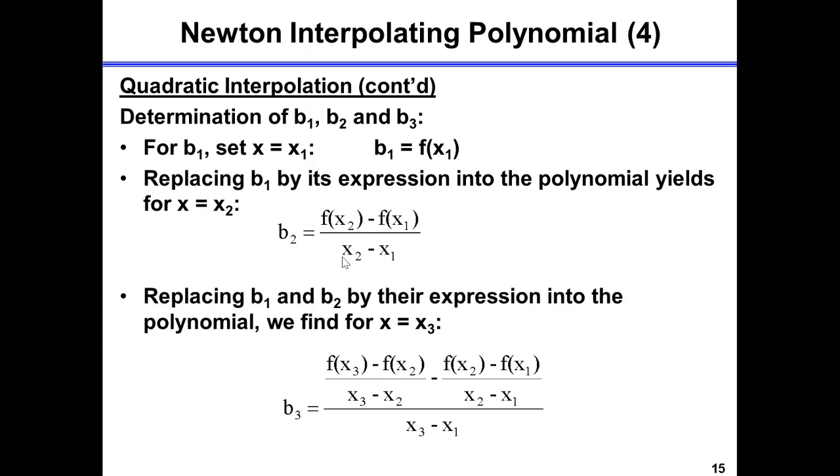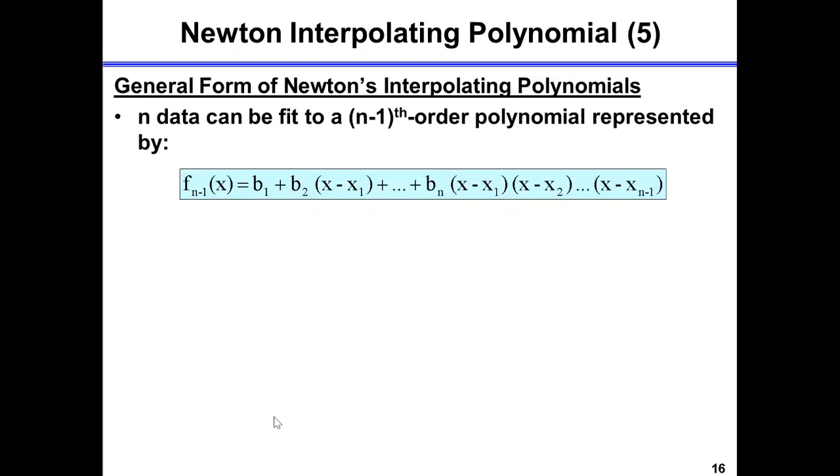It's like a slope. And then we are going to replace b1 and b2, and we would say x is equal to x3. And when you look at it, it's a similar approach, so we are going to find out b3. So we found the values of b1, b2, b3, and that's what we are looking for in our interpolating polynomial.